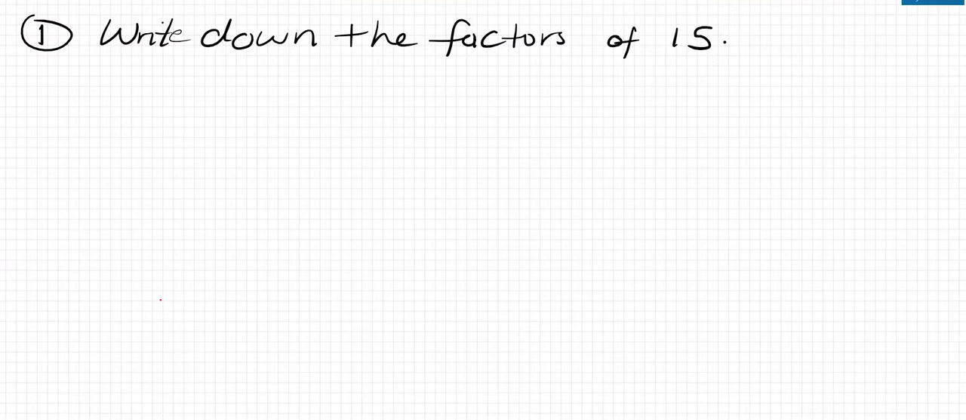Okay, here is our first question. Write down the factors of 15. Please have a go first. It's not a large number, so you shouldn't have too much trouble. Now, remember, the first factor of any number is 1. The largest one is the number itself, 15. Okay? I like to do it this way. I've written 1 at the beginning and 15 at the end.